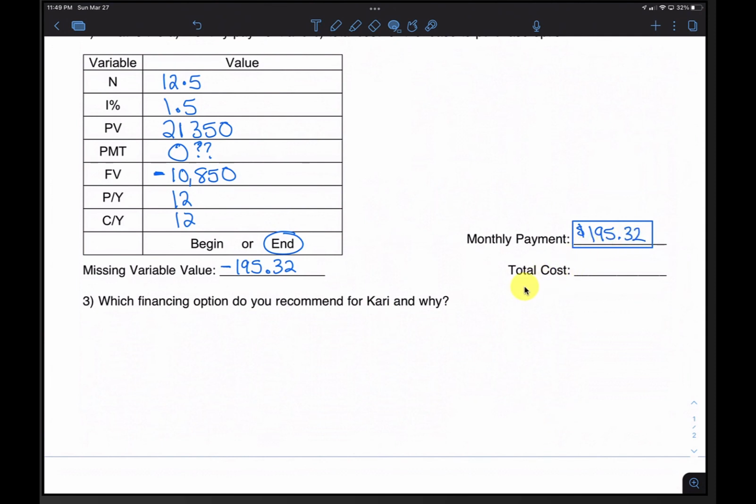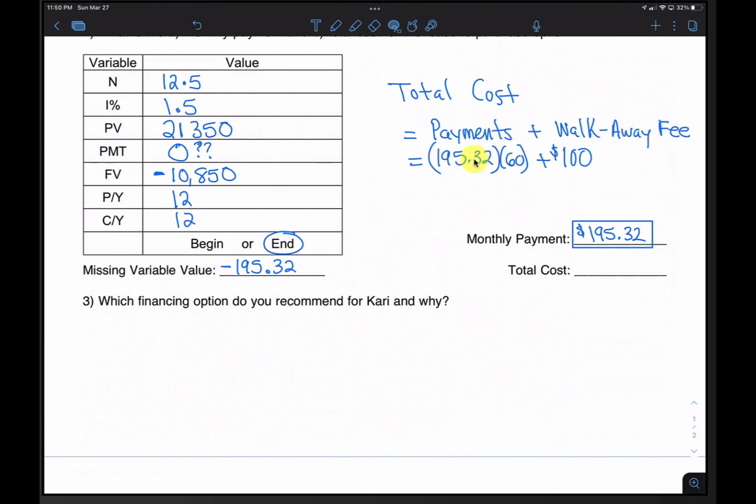There is a formula for it. When you're doing a lease to purchase, the total cost is the total payments plus the walkaway fee at the end. Now the monthly payment is $195.32 times the number of payments, which is 60. So multiply those two together, plus the $100 to walk away, and we have a grand total of $11,819.20. So that is our total cost.